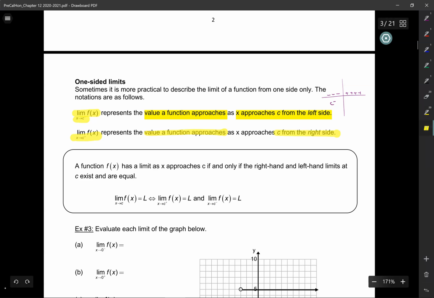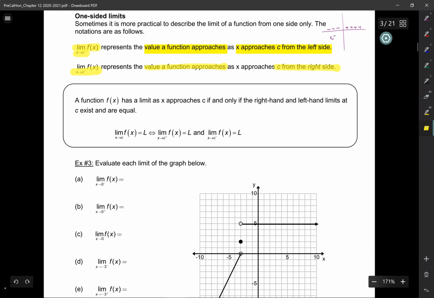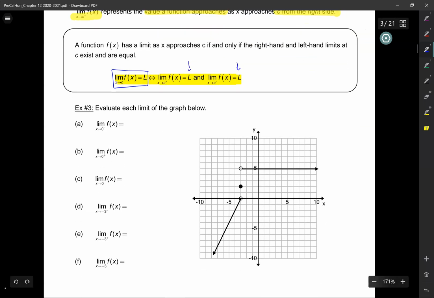So now, here's the big idea. If the limit from the right and the limit from the left both equal the same number, then I say the entire limit exists, and it's that same number. Okay, so let's do an example here.